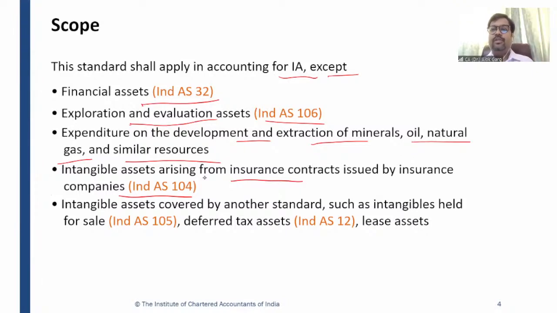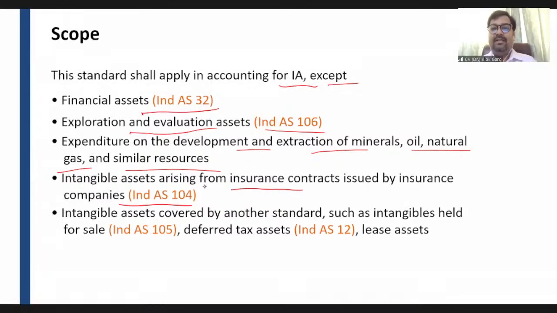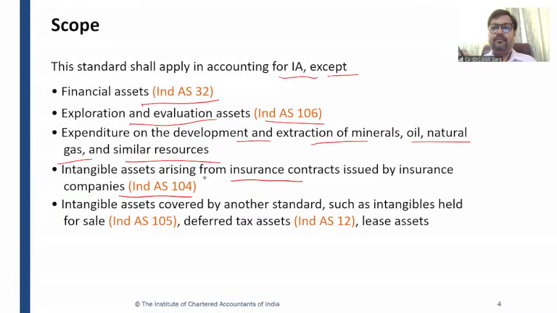I'm not talking about those entities whose business is to sell intangible asset. I am talking about those entities whose business is not to sell the intangible asset, but they are selling the intangible asset, like they are selling a PPE, right? So whose business is not to sell the intangible asset, like Reliance Communication's business is not to sell the spectrum license.